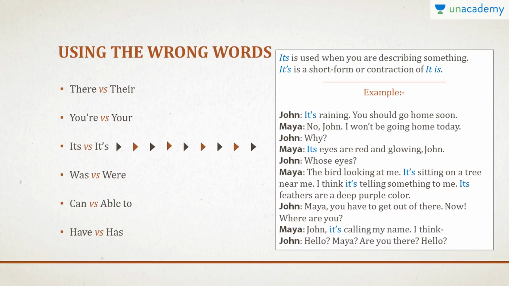So if you can't remember which is correct, just expand the it's with an apostrophe to it is when writing this word. Then it'll be more clear. You can't say it is eyes are red and glowing or it is feathers are a deep purple color. In all these cases, it has to be an its without an apostrophe.